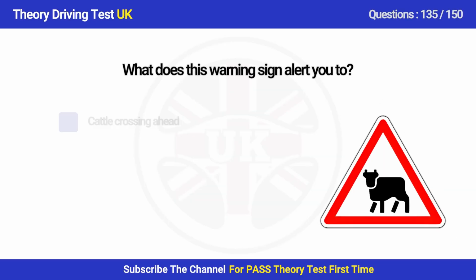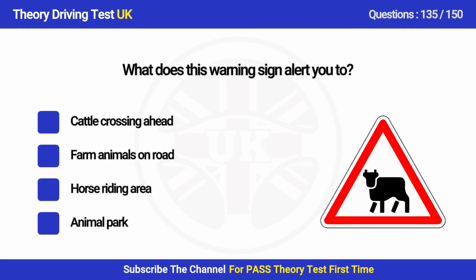Question 135. What does this warning sign alert you to? A. Cattle crossing ahead. B. Farm animals on road. C. Horse riding area. D. Animal park.